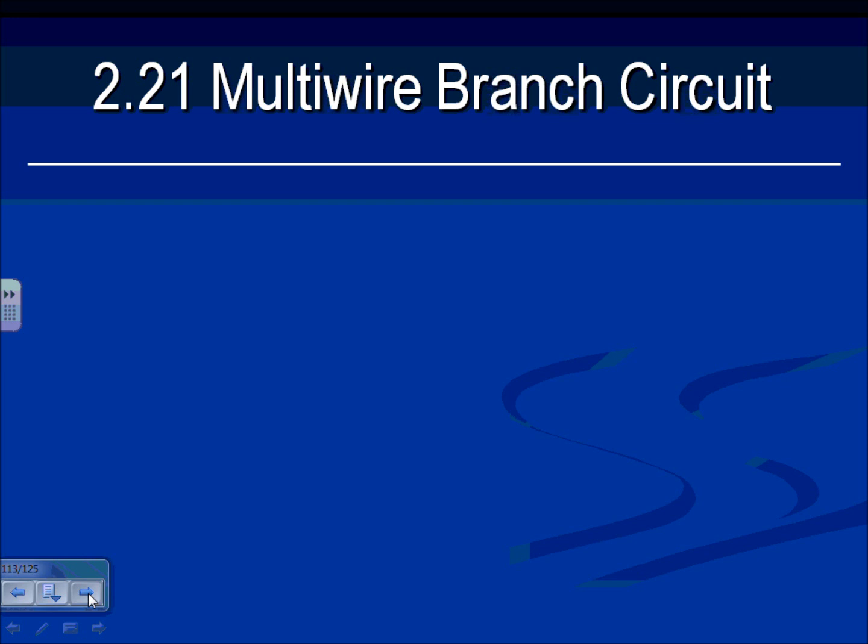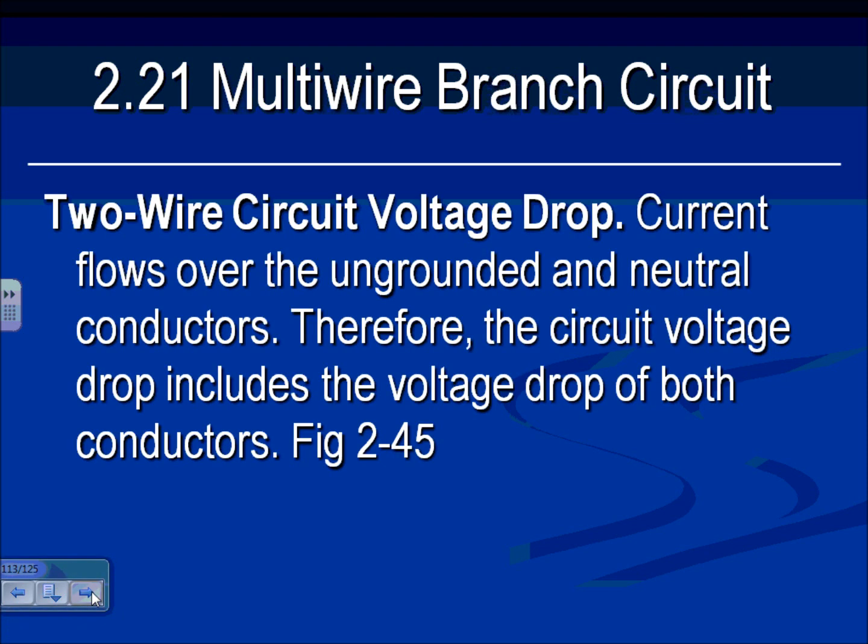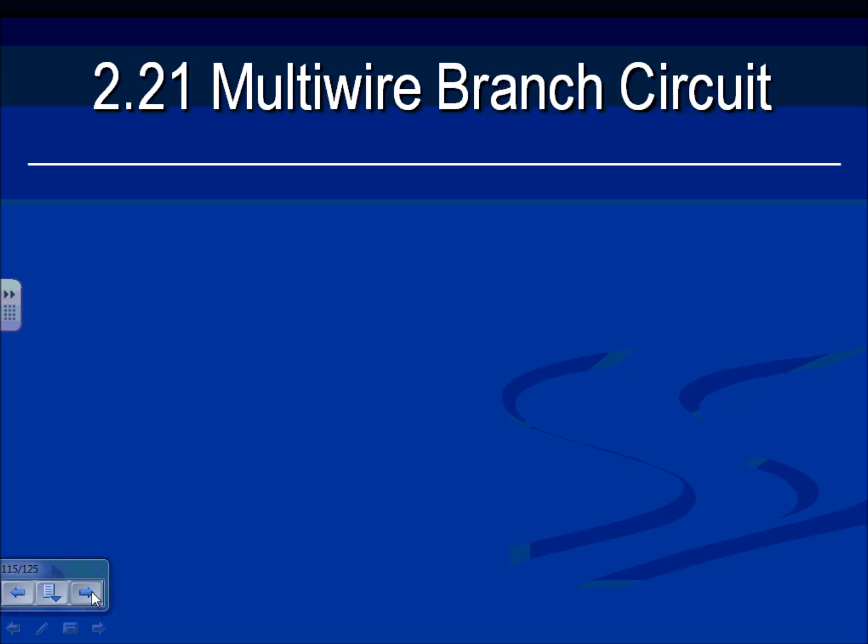You can save in voltage drop. You can save in conduit size. You can save in a few other things. So it has a really big advantage. I always say when we go commercial, you always use multi-wire branch circuits, use them wisely though. Voltage drop.